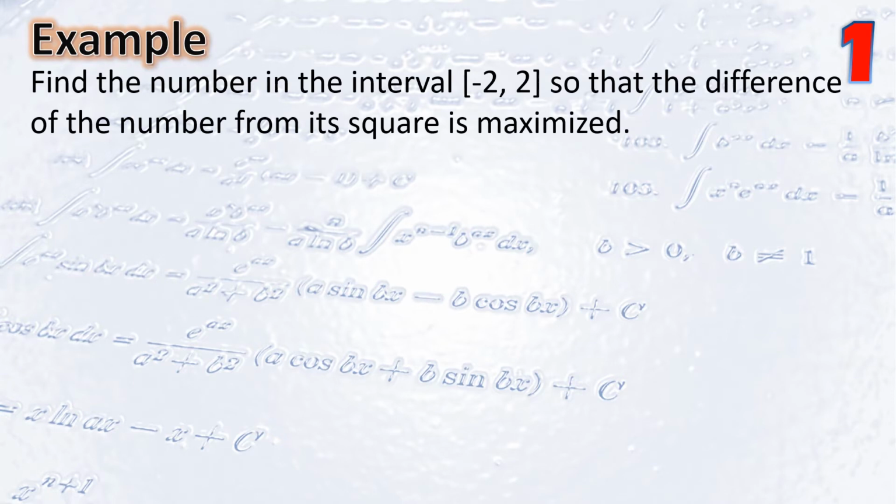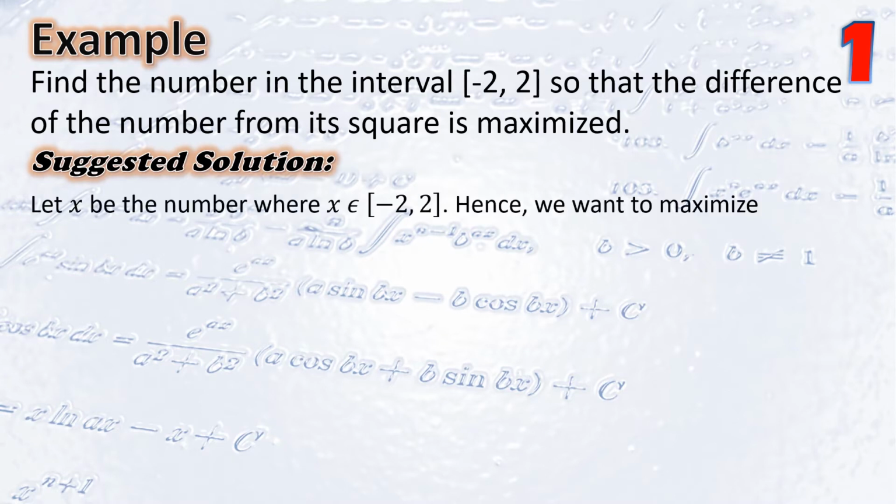Find the number in the closed interval -2, 2 so that the difference of the number from its square is maximized. Here is our suggested solution. Let x be the number, where x is an element of the closed interval -2, 2. Hence, we want to maximize the function f of x is equal to x squared minus x. This is the difference of the number x from its square, x squared.